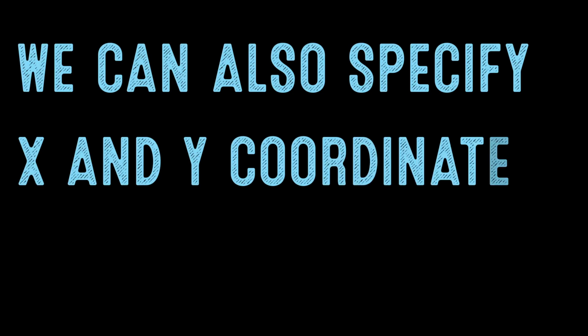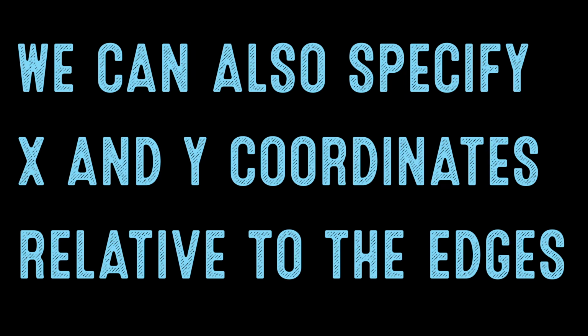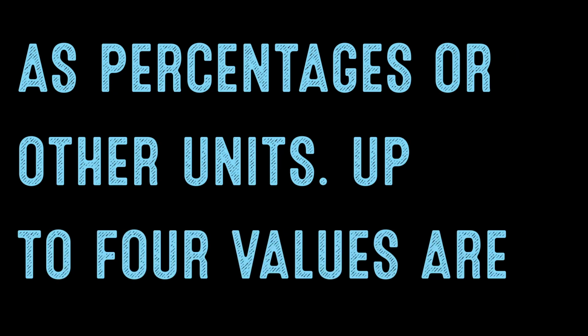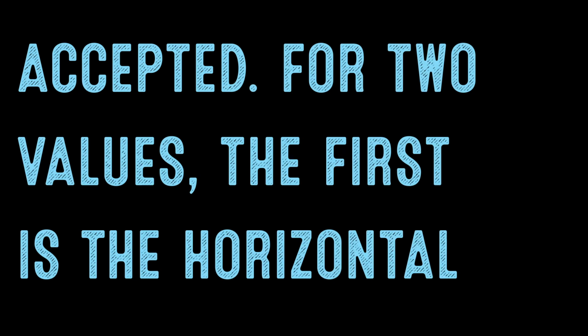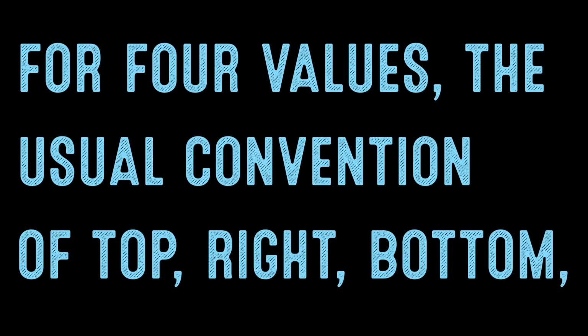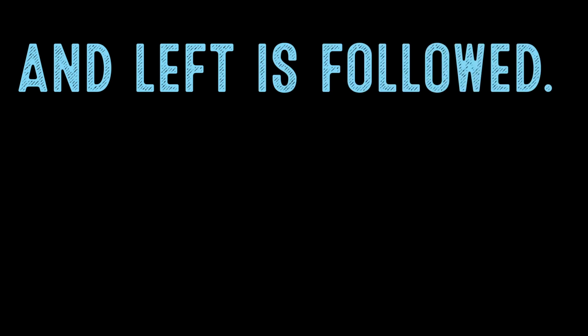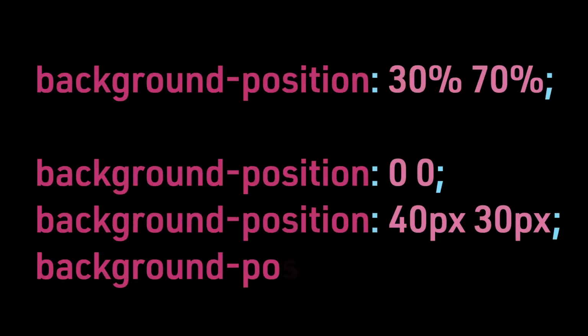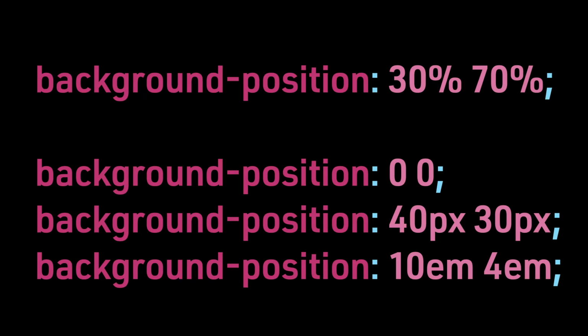We can also specify X and Y coordinates relative to the edges as percentages or other units. Up to 4 values are accepted. For 2 values, the first is the horizontal position and the second is the vertical position. For 4 values, the usual convention of top, right, bottom, and left is followed. Background-position 30% 70%, background-position 0 0, background-position 40px 30px, background-position 10em 4em.